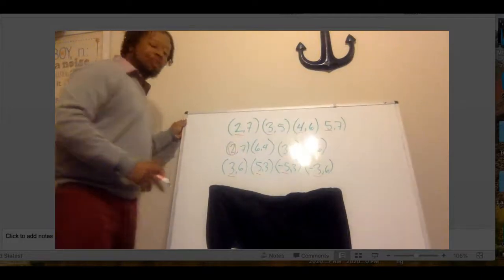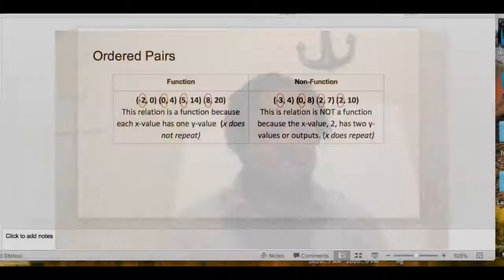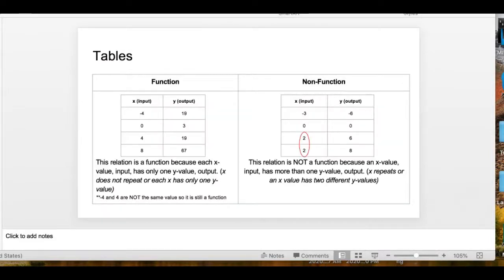All right? Let's move on to our next topic. The next function representation is tables. Tables are actually fairly simple. It's just like ordered pairs. You identify the x, you identify the input, and you check whether there are any repeating values in the x coordinates. So we're looking here, we have -4, 0, 4, and 8. Well, we just said that -4 and 4 are 2 different numbers. Therefore, this is a function because there are no repeating x values. Let's take a look at the non-function. And you see it there, you have 2 2's. That should be simple enough.